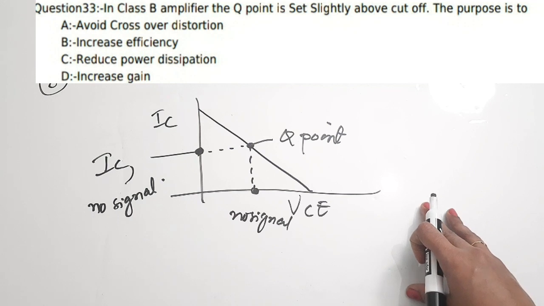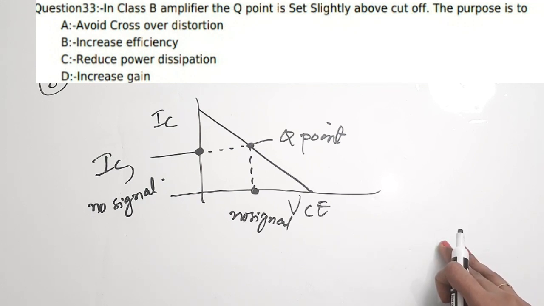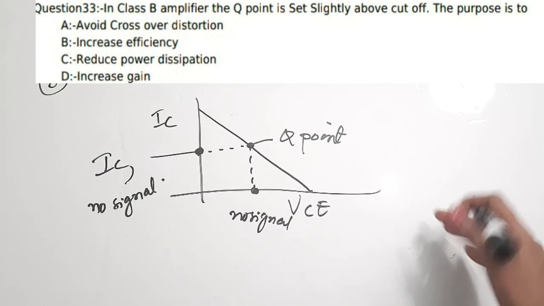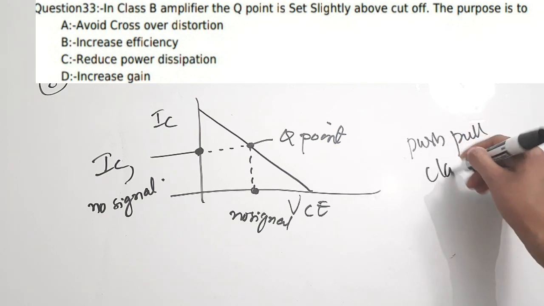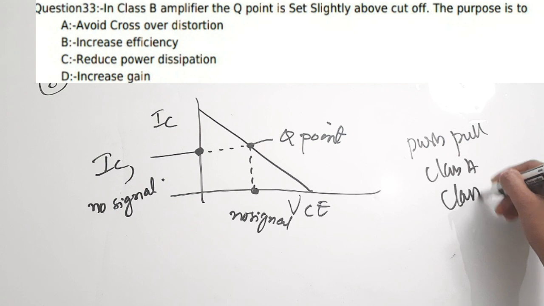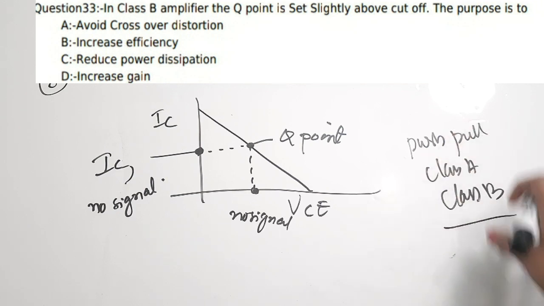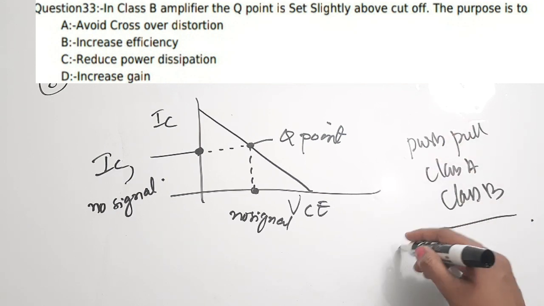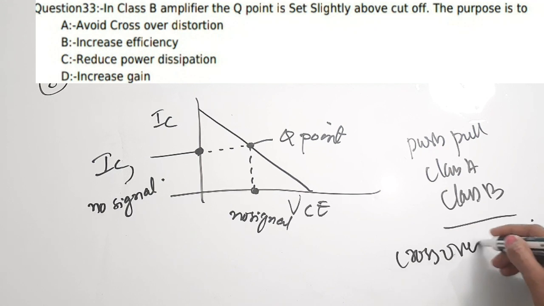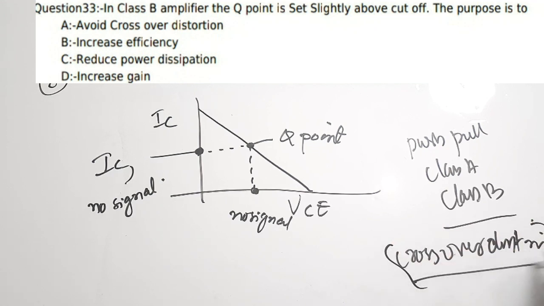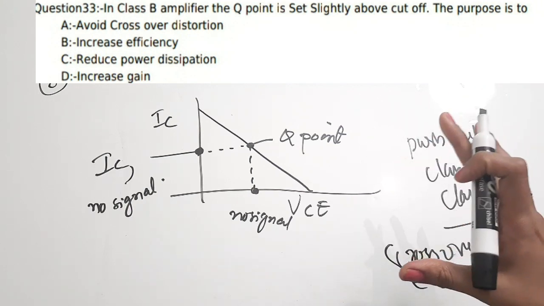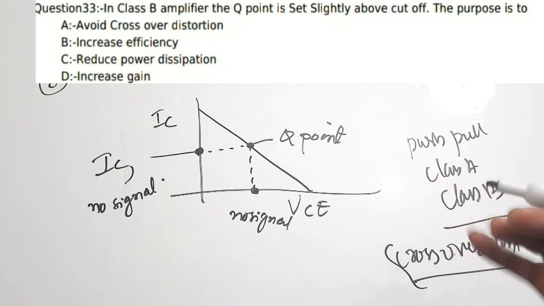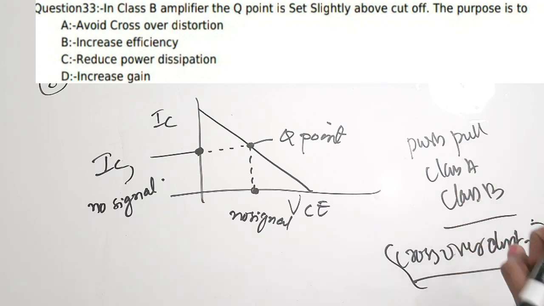Again, this question is also very important. There is a problem that occurs in all the push-pull amplifiers. There is class A, class B, and all the push-pull amplifiers. There is a problem called crossover distortion. Again, this concept I have explained in one of the previous year question discussion videos itself. I think in part 3 or 4 I have explained about this crossover distortion.